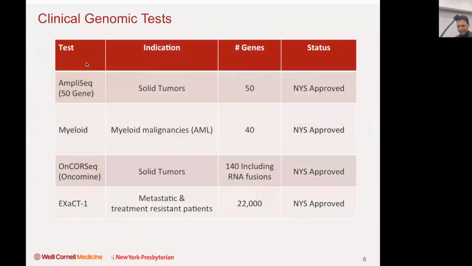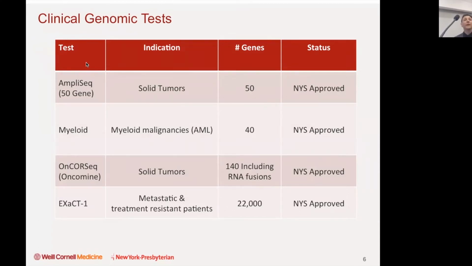At Weill Cornell currently, we have a few tests that are clinically run and approved by New York State. Some of them, like the first three here in this table, are what we call targeted panels that look at very specific areas of the genome for specific disease types. AmpliSeq, for example, for solid tumors, looks at only 50 genes. Myeloid is specific for hematological malignancies, the myeloid in particular, 40 genes, so very small.